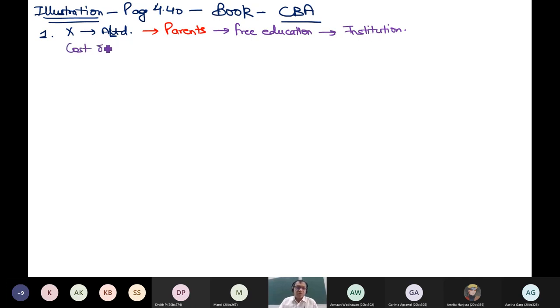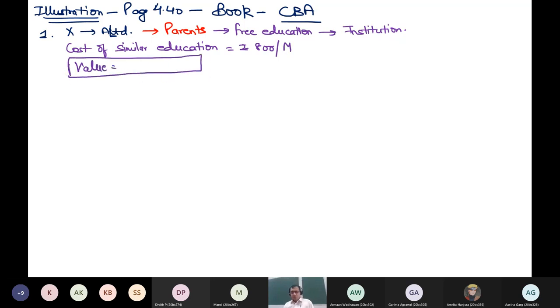Cost of education, I will simply write in short form. Cost of similar education. In reality, you should write the complete cost of education in a similar institution in a similar locality, is 800 per month. Now I want to ask a question. Can you tell me the taxable value per unit of education here? On what value should I pay the tax? Think logically and tell. On what value is tax payable? 9,600. Yes, 9,600 is the correct answer, but how have you computed it?